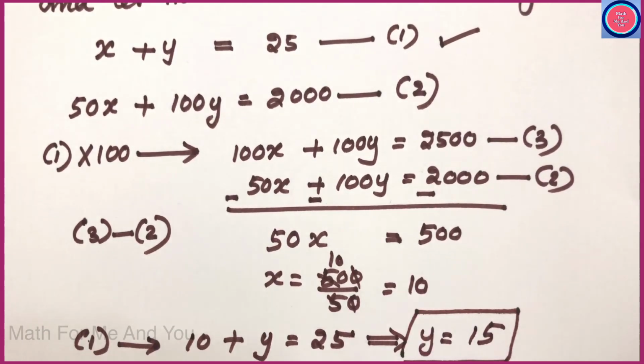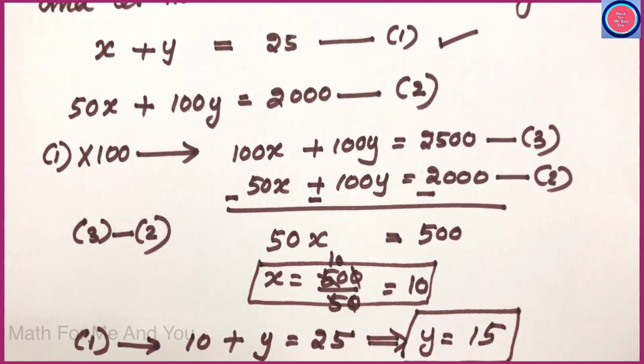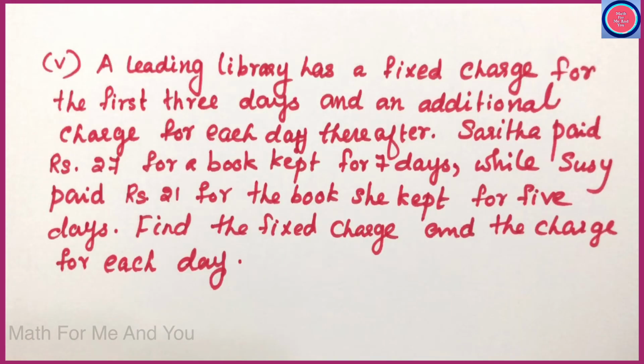What is x? X is the number of 50 rupee notes. And what is y? Y is the number of 100 rupee notes.